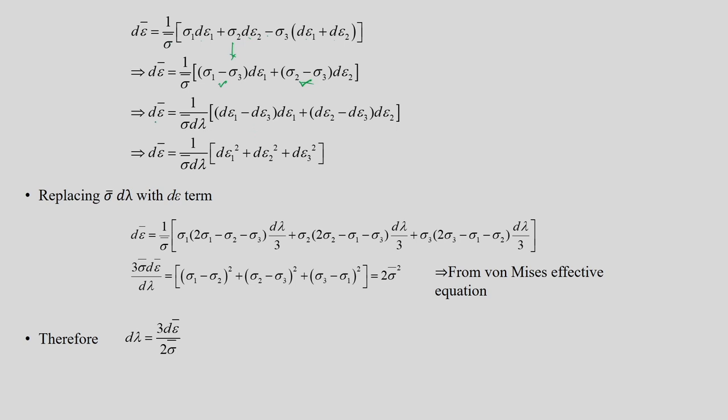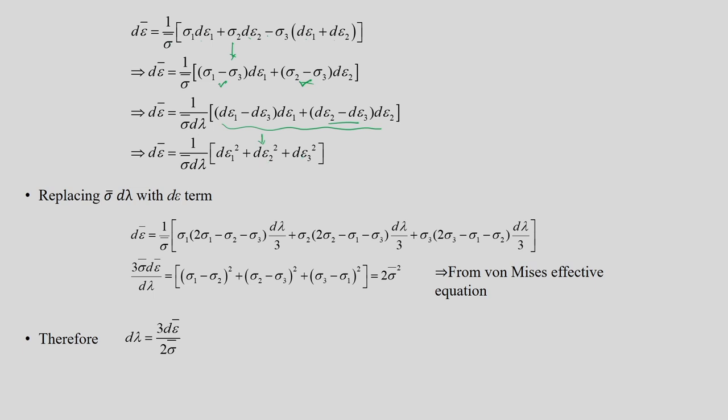So that everything will come in the form of strain increment. So d epsilon bar is equal to 1 by sigma bar. In place of sigma 1 minus 3, I am going to write d epsilon 1 minus 3 divided by d lambda, and d lambda will be common in the denominator. So d epsilon bar is equal to 1 by sigma bar into d lambda. This entire thing can be written in this way. You can do a small calculation, and you should be able to get d epsilon 1 square plus 2 square plus 3 square.